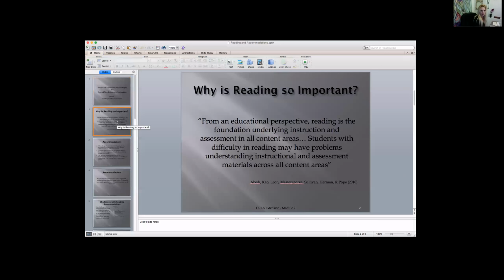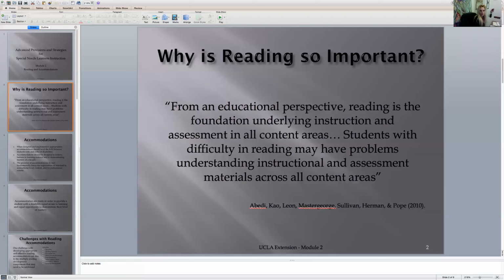If you click on the second slide, you can see why is reading so important. And this is a great little quote. Obviously, reading is the foundation of underlying instruction and assessment in all content areas. When students can read well, it makes school much easier. And that may seem like a no-brainer, but a lot of times I think we tend to forget.